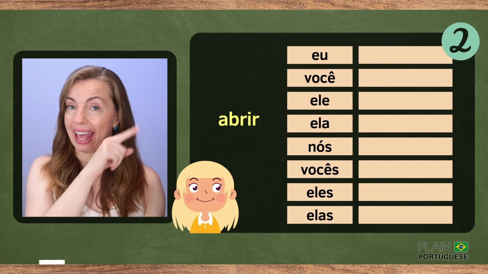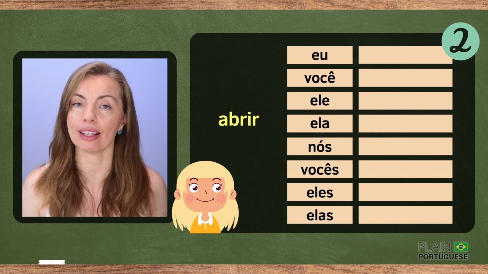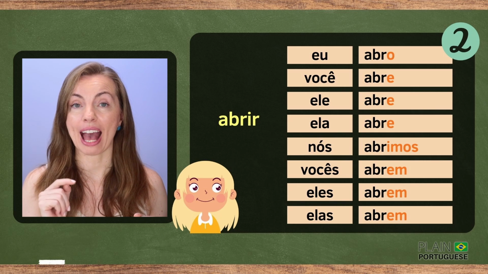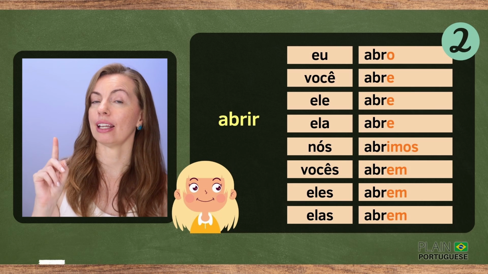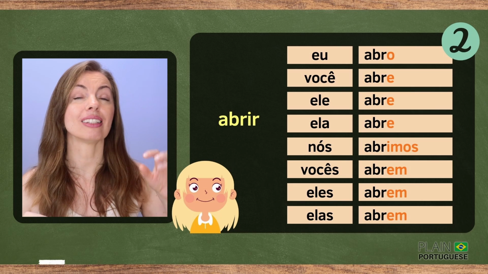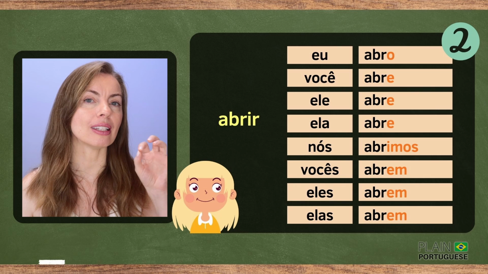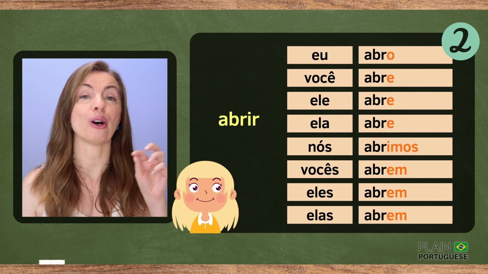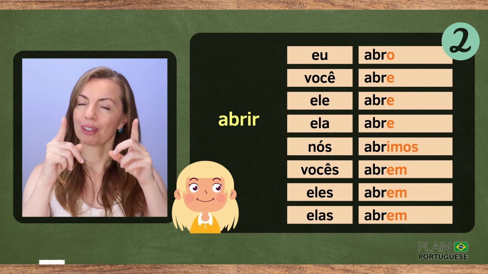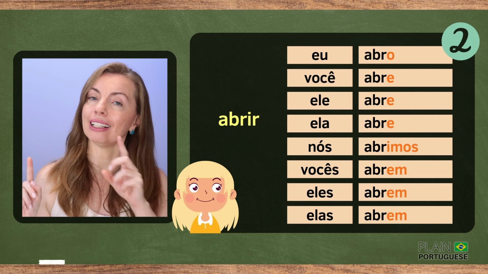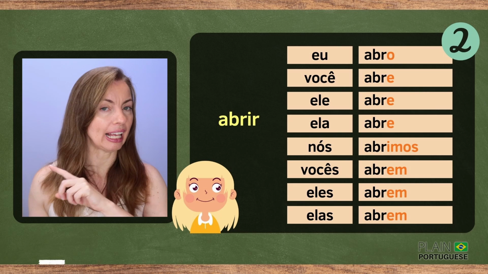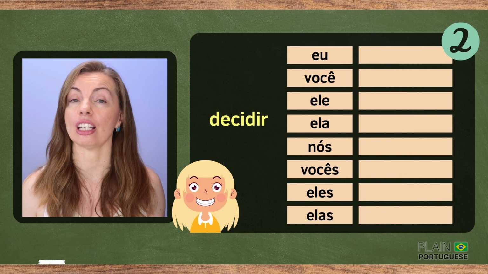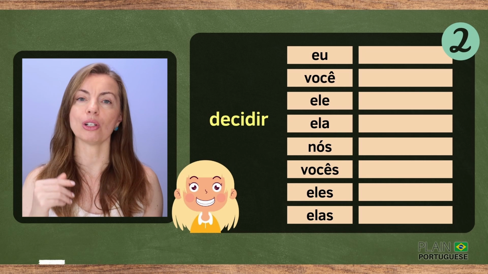How about IR ending verbs? Abrir, to open, add the following endings in the present tense. Eu abro. Você abre. Ele abre. Ela abre. Nós abrimos. Slightly different from ER ending verbs, huh? Nós abrimos. Vocês abrem. Eles abrem. Elas abrem. Another verb. Decidir, to decide. Now you know what to do.